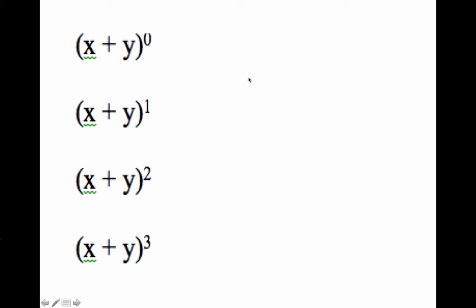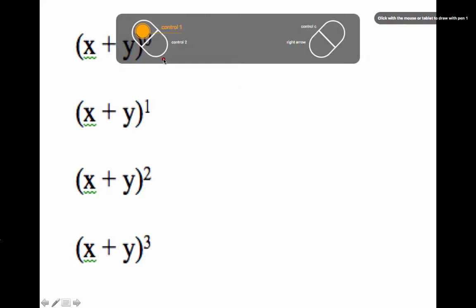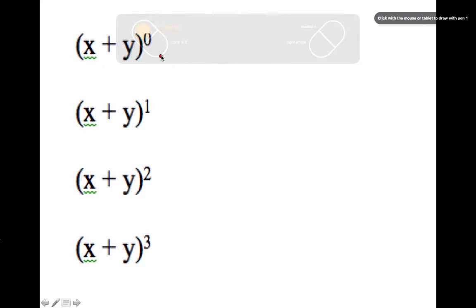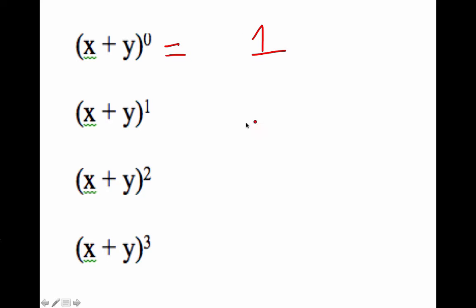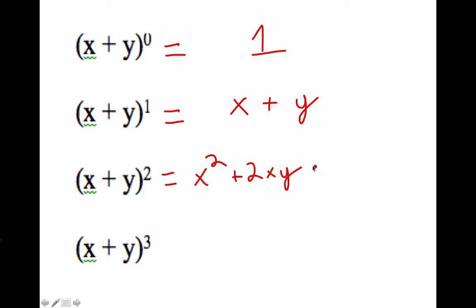If you remember expanding binomials, if I was going to expand x plus y to the 0, anything to the power of 0 is the number 1. Then I expand x plus y to the 1. Ooh, that's a toughie. x plus y. x plus y squared. We've been doing this all year now. Square the first term, multiply the terms together and double it, and square the last term.